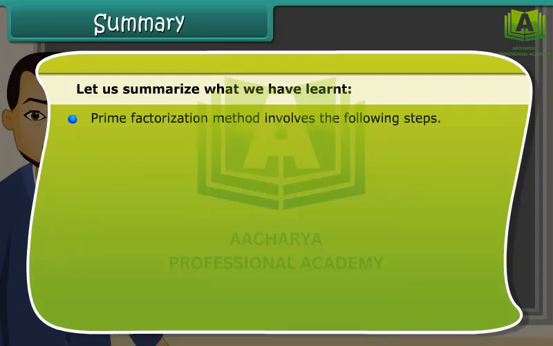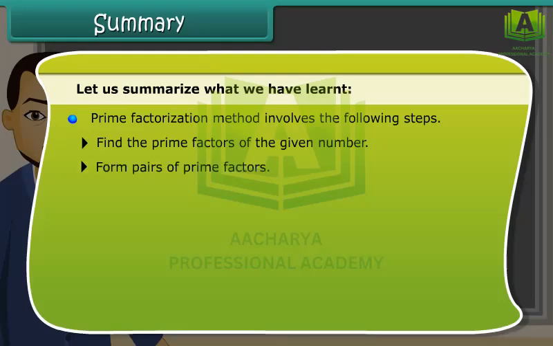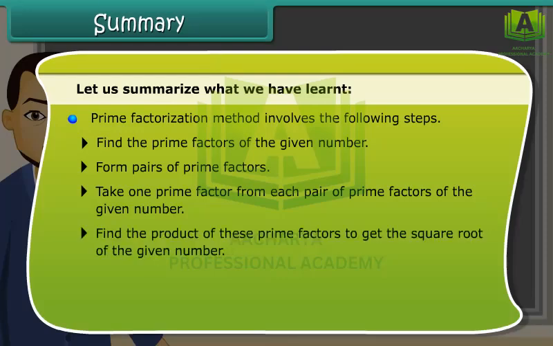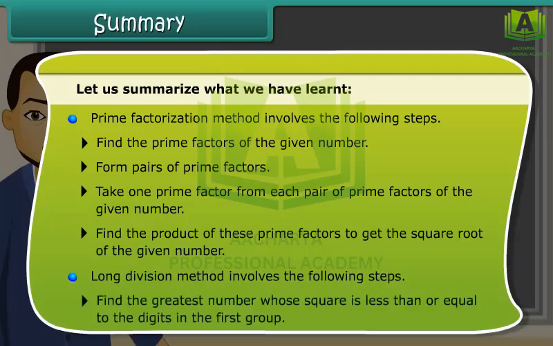Prime factorization method involves the following steps. Find the prime factors of the given number. Form pairs of prime factors. Take one prime factor from each pair of prime factors of the given number. Find the product of these prime factors to get the square root of the given number. Long division method involves the following steps. Find the greatest number whose square is less than or equal to the digits in the first group.